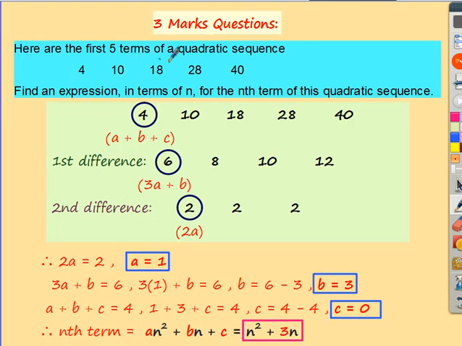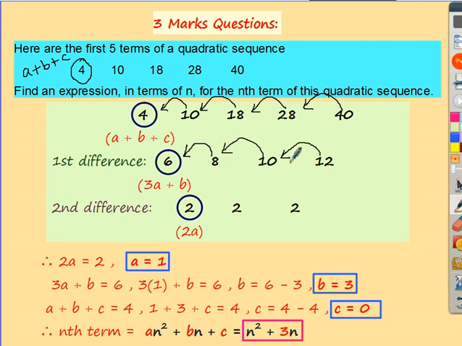Here 5 terms are given to you. So you can find your first difference, because your first term is always a plus b plus c, because it is n equal to 1. So I have written a plus b plus c is equal to 4, and then difference 10 minus 4 is 6. So first I have circled them. 18 minus 10 is 8, 28 minus 18 is 10, 40 minus 28 is 12. Now this difference you just subtract again to find second difference. So 8 minus 6 is 2, 10 minus 8 is 2, 12 minus 10 is 2.